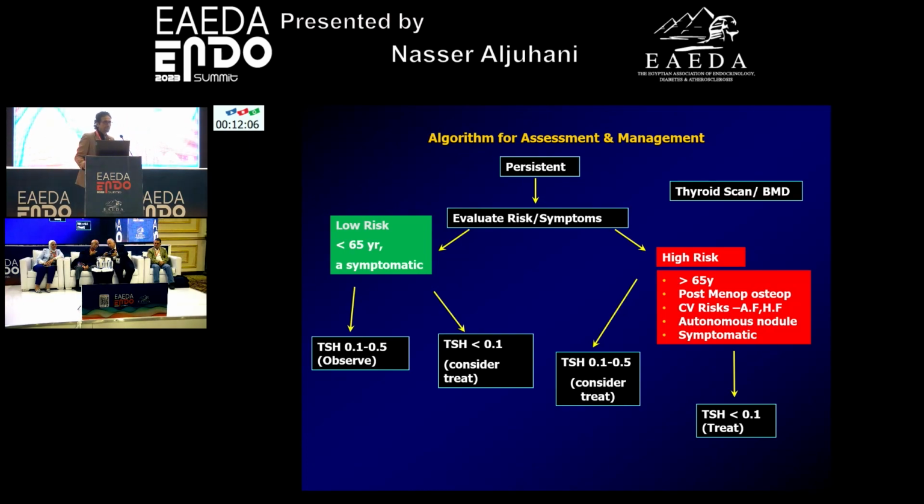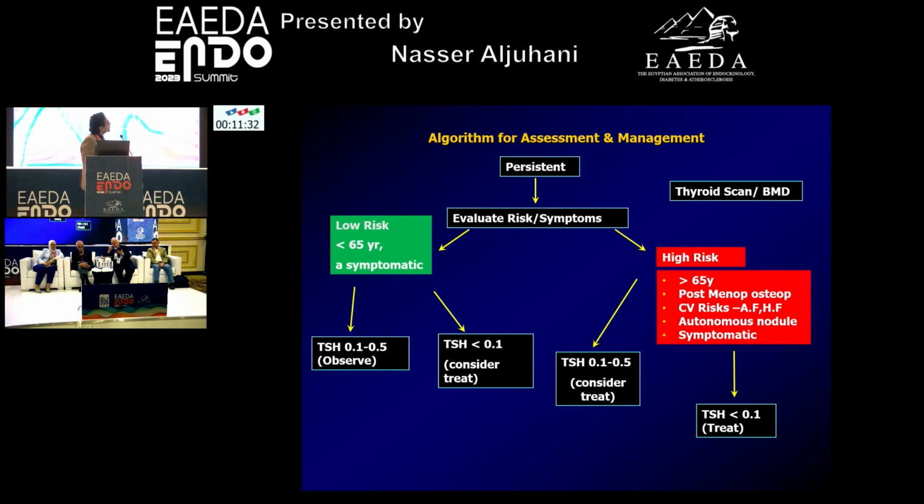So how do you treat? If the patient is more than 65 years of age, or a postmenopausal woman with osteoporosis, or the patient has atrial fibrillation, this is an indication for treatment, especially if TSH is less than 0.1. If TSH is from 0.1 to 0.5, treatment is optional, but with any of these 5 and TSH less than 0.1, you treat.